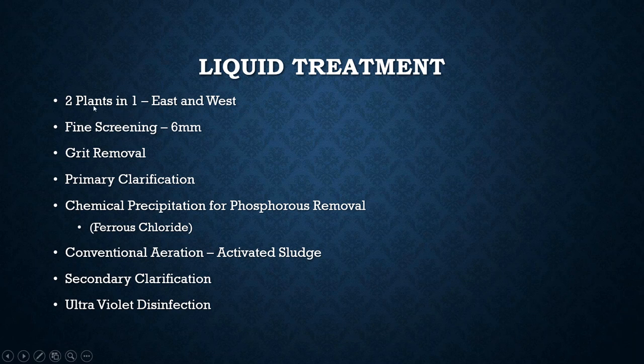As the water comes in and after it's split, we then do the fine screening of the water to remove visible trash such as candy wrappers, 2x4s, that kind of stuff. And we use 6mm screens. From screening, we go to grit removal. On the east side of the plant, we use aerated grit removal. And on the west side, we have a vortex grit removal system. And the grit, obviously, being removed is sand, gravel, coffee grounds, eggshells, that kind of hard material. The screenings and the grit are then collected and sent to the landfill for disposal.